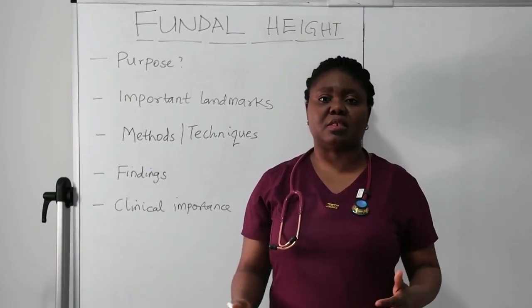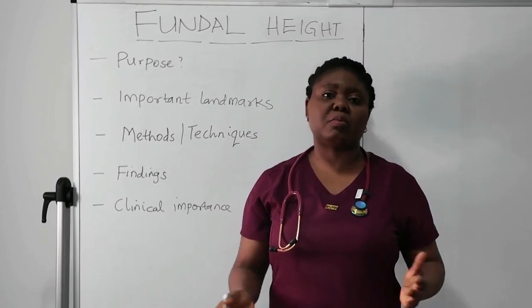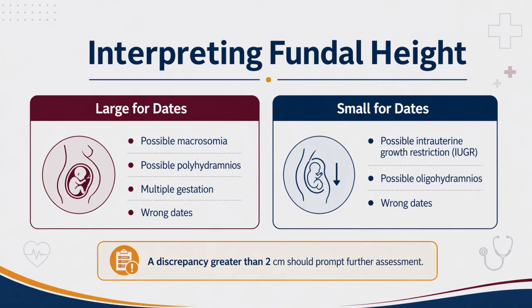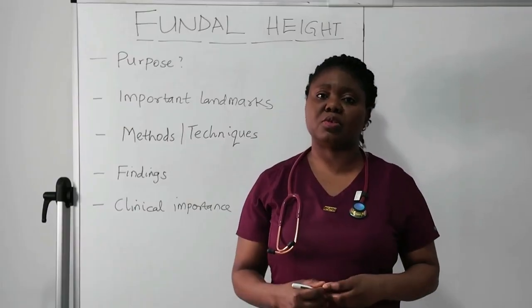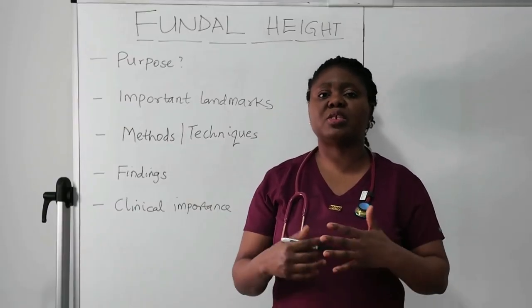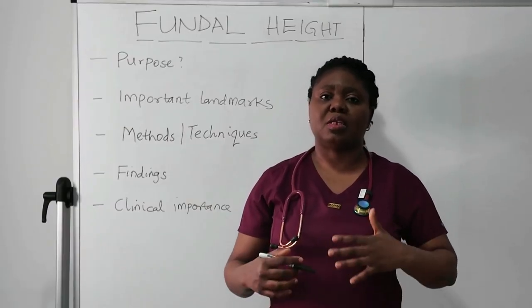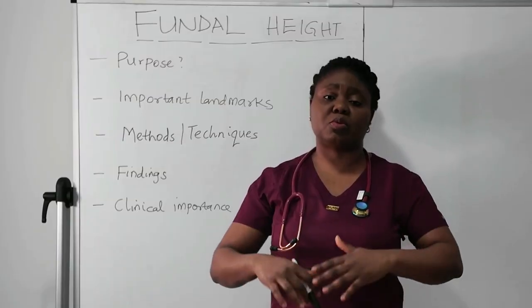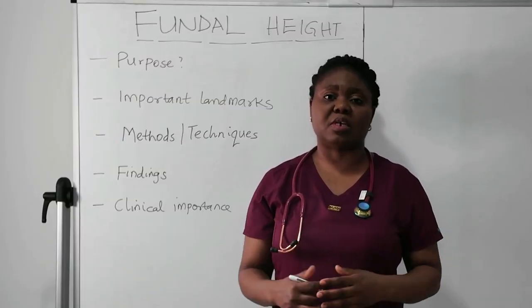So let's say for large for dates, when babies are macrosomic, they are big, or there is the presence of excessive amniotic fluid, like in the case of polyhydramnios, or multiple gestation, if a woman is pregnant with more than one baby, the measurement is not going to follow this way. You're going to see the fundal height more than expected.